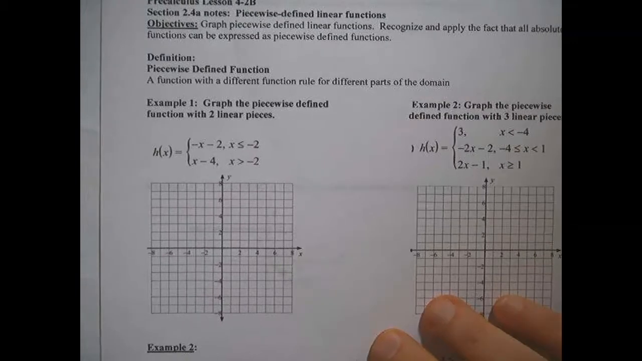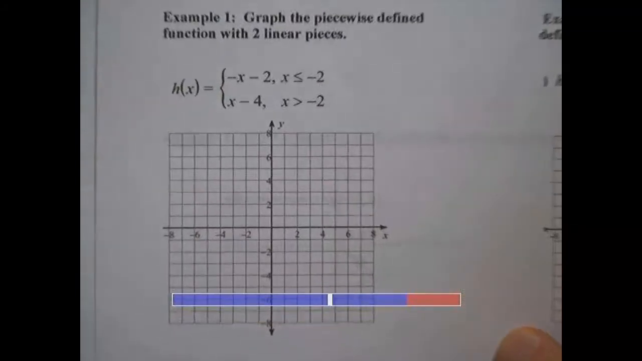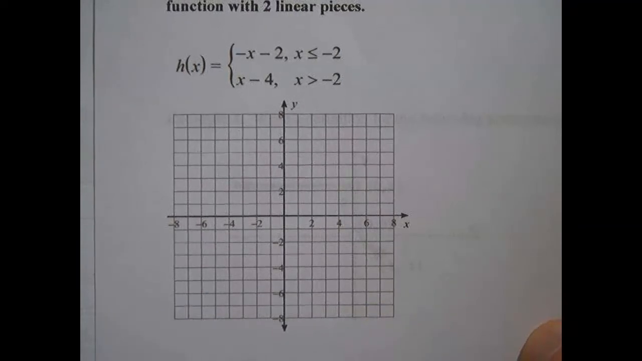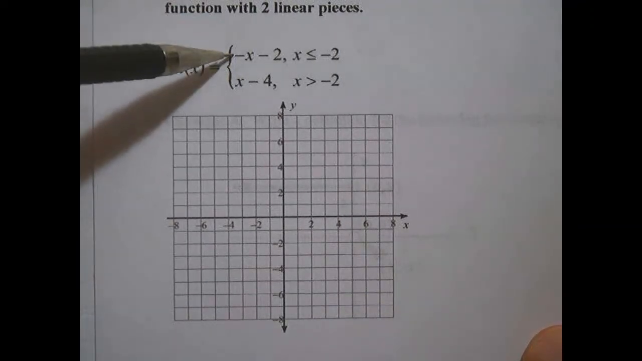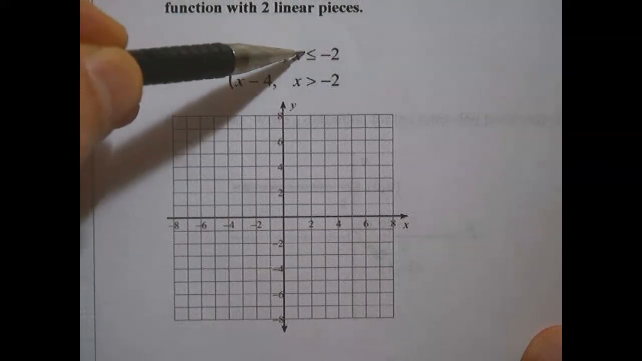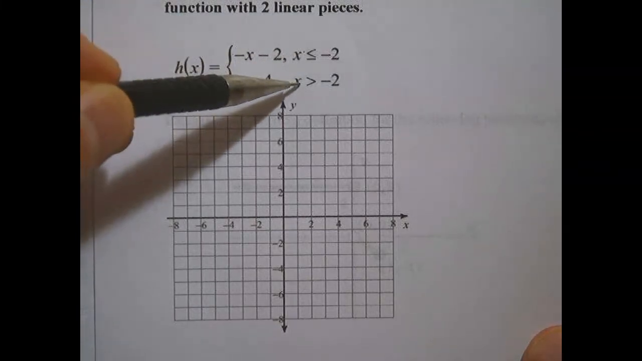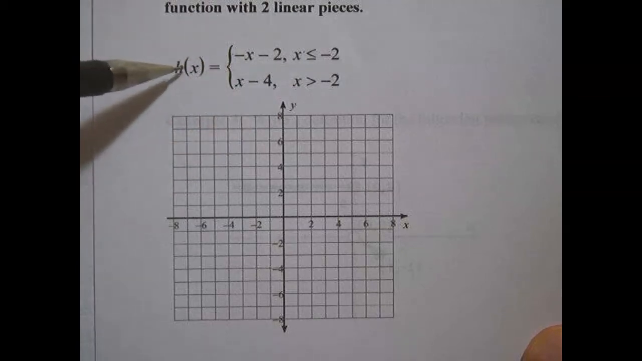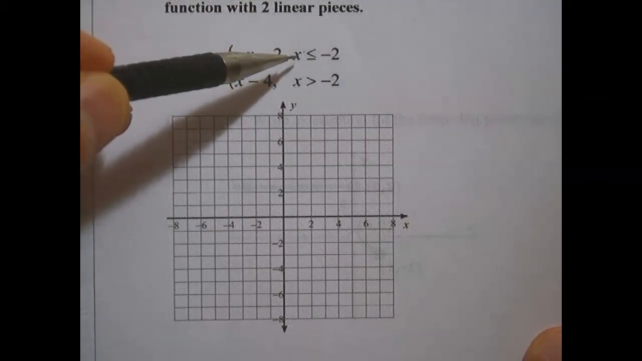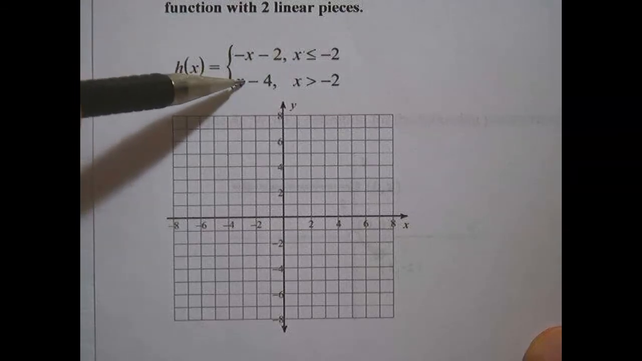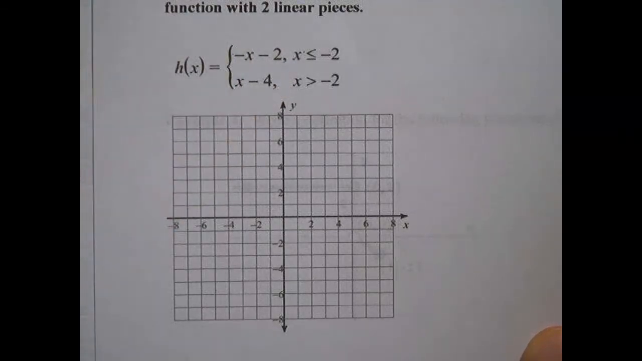All right, so let's look at the first of those piecewise defined functions and see what we have. What we need to understand first is what we're seeing here. It's a function that has this rule for this part of the domain, and then it has this rule for this part of the domain. In other words, we're going to graph the line y equals negative x minus 2, but only when x is less than or equal to 2. And then we're going to graph y equals x minus 4, but only where x is greater than negative 2. All right, so we're going to do this one at a time.